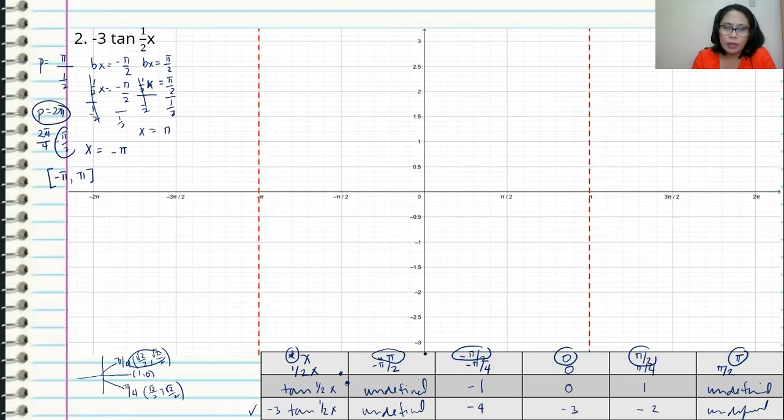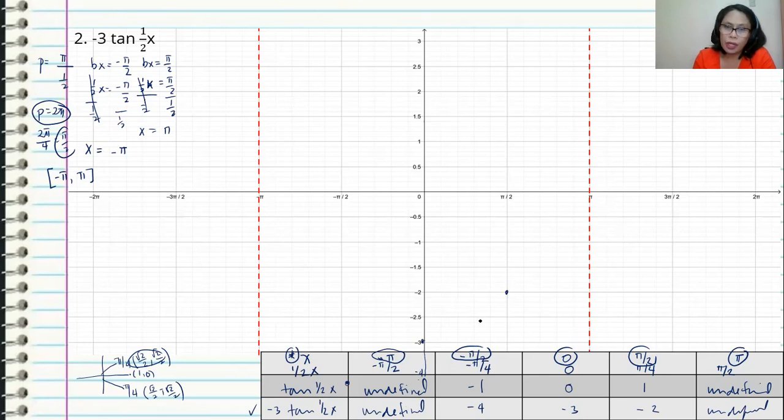Okay. And then let's consider that this is negative 4. And then for 0, it's negative 3 here. 0, negative 3. And then for 1, negative 2. No, no, no. For pi over 2, negative 2 here. And then we have pi over 2. I'm sorry, pi undefined here.